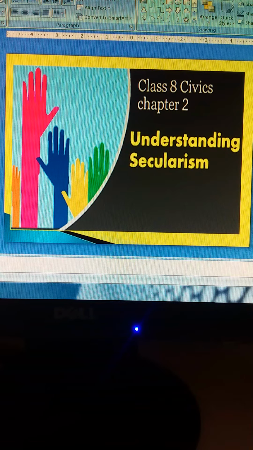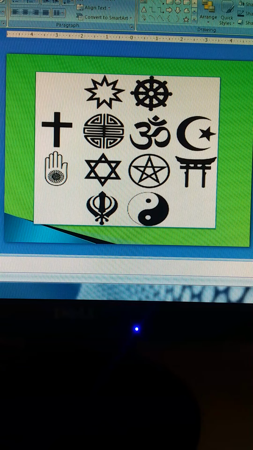Today we are going to discuss chapter 2, Understanding Secularism, of Civics. This is the last part of your chapter. Earlier we have discussed a lot about what is secularism, that is, secularism refers to the separation of religion from the state, and we have discussed why it is important to separate religion from the state, and we have read and discussed what is Indian secularism.